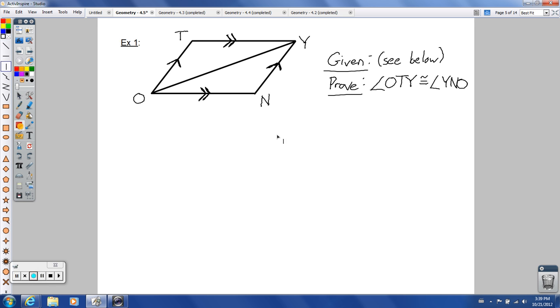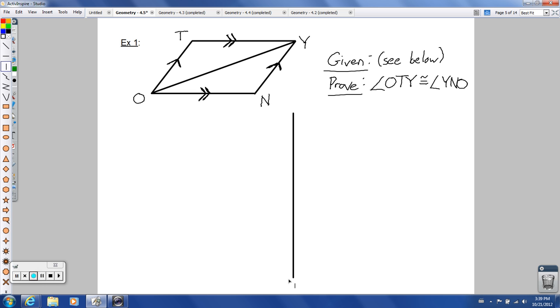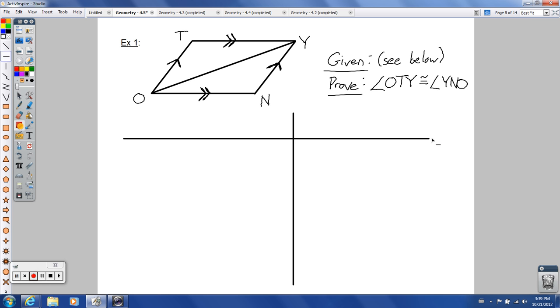Remember, there's also flow proofs and there's also paragraph proofs, but we're just going to go with the basic two-column proof that we've been doing. We're going to stick with that. That will be a good way to think about this lesson here.